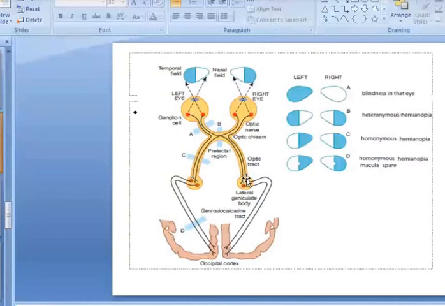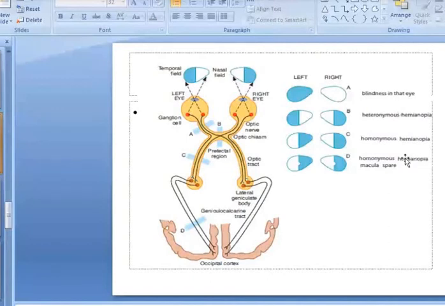Similarly for this eye also. Now if there is a lesion on this part, blindness will occur in that eye. If the lesion occurs at this level, the optic chiasma, then it is heteronymous hemianopia. If the lesion occurs on this side, then it is homonymous hemianopia. If there is a lesion here, again the same, homonymous hemianopia, but with macular sparing.